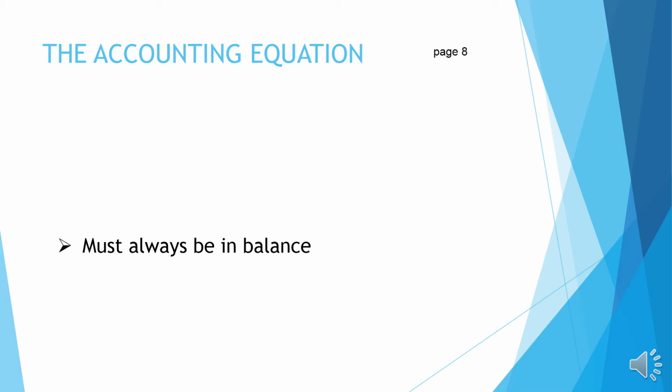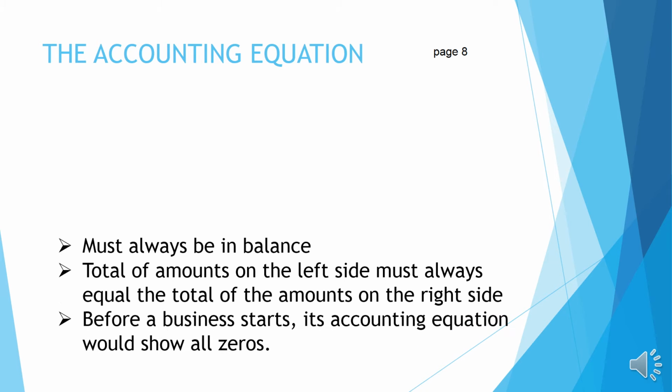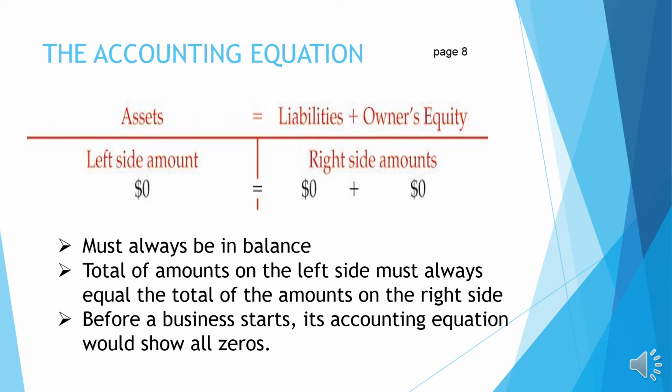The accounting equation must always be in balance. Assets must equal liabilities plus owner's equity. So, the total of the amounts on the left side must always equal the total of the amounts on the right side. Before a business starts, its accounting equation will show all zero balances.